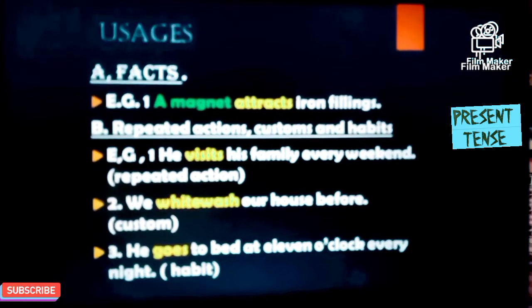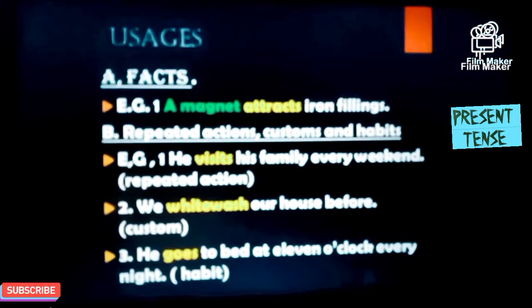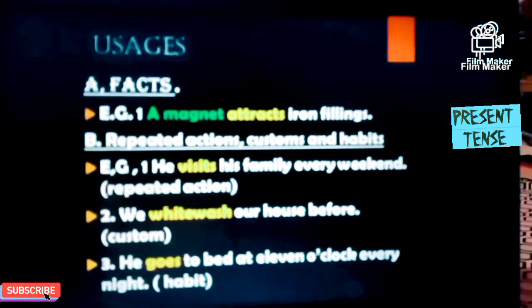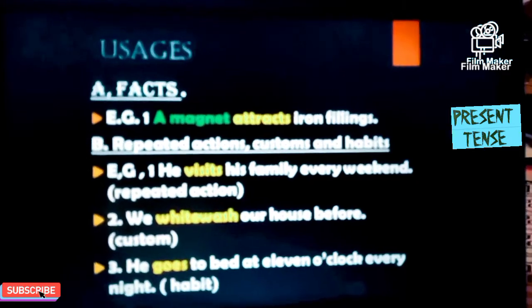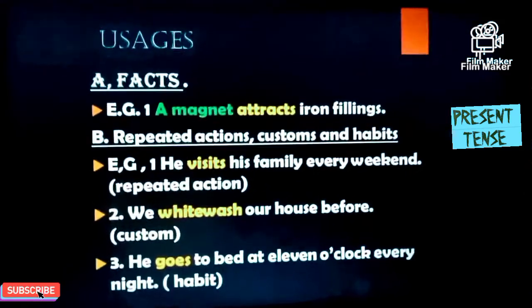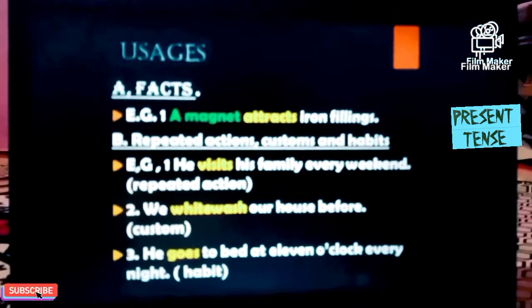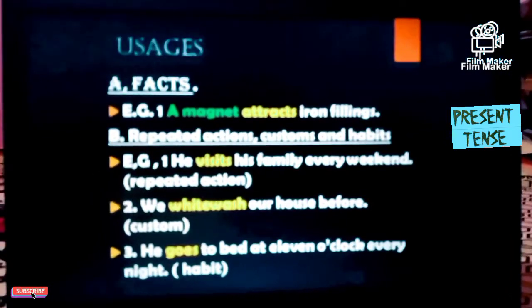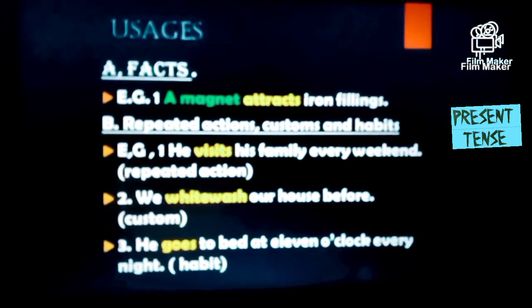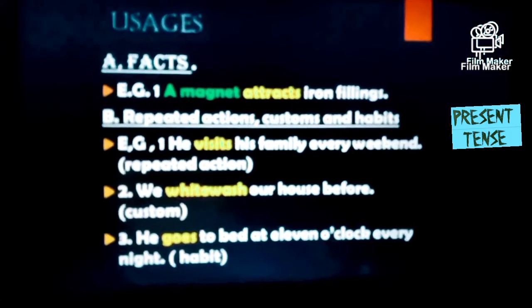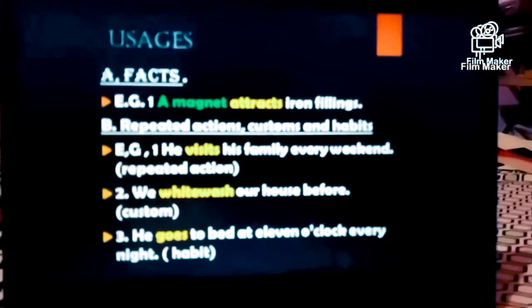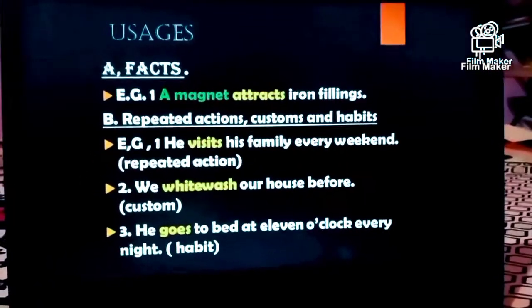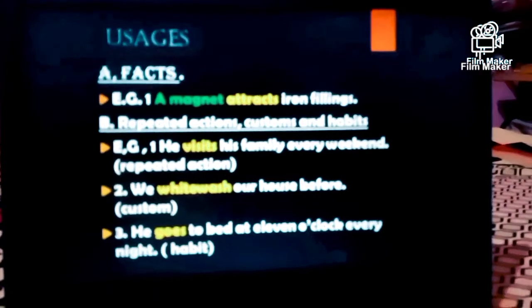One more example of facts: water boils at 100 degrees Celsius. These are examples of facts. Okay. The second usage of the simple present tense: repeated actions, customs or beliefs. For actions which are repeated most of the time in day-to-day life, we use the simple present tense. Take a look at the example here: he visits his family every weekend.